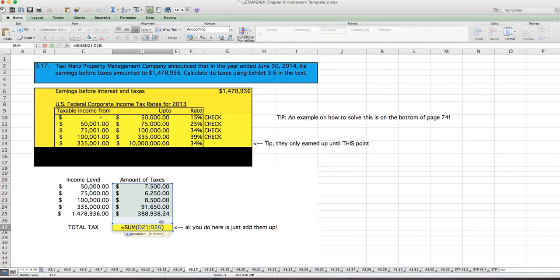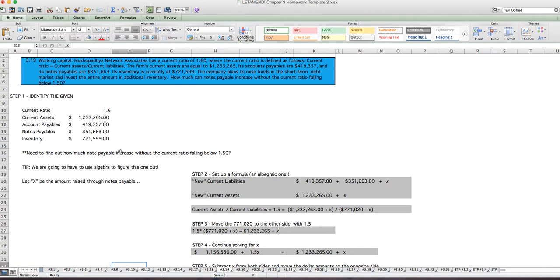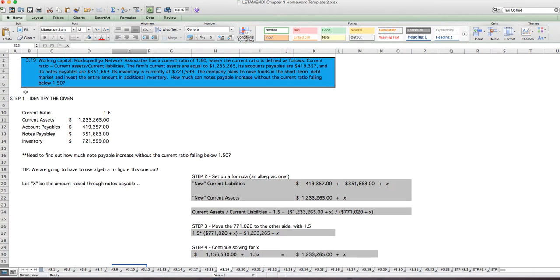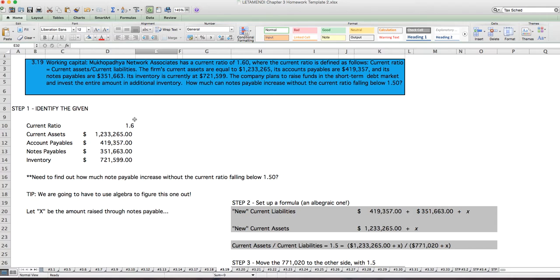So in order to calculate the total tax, all you do is just add them up. So you add up all of these. I use sum here just to show you a different way of getting to it, but you can also go like that and then just click auto sum, and you'll still get the answer, right? 502,838 and 24 cents. It's a lot of taxes. All right, so that concludes 3.17. Now we move on to 3.19. Now, this one is probably the one that is going to be a little bit more on the challenging side. So if there are any other problems that are similar to this one, now you'll know how to do it.